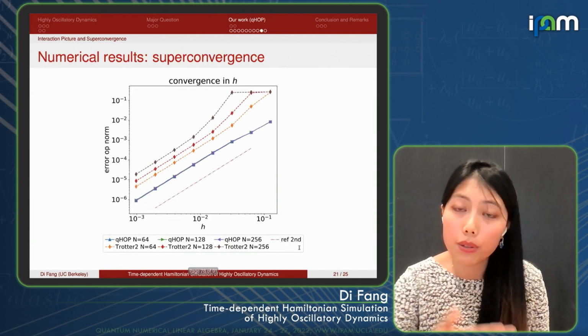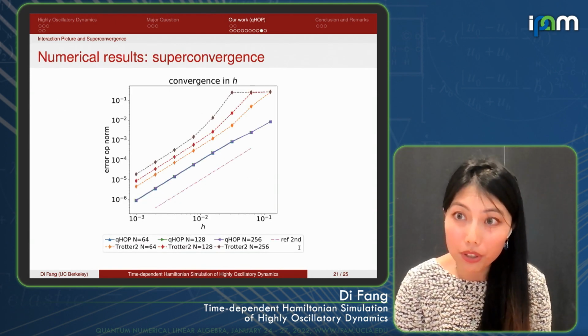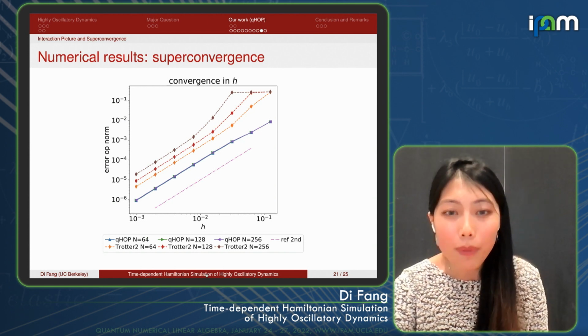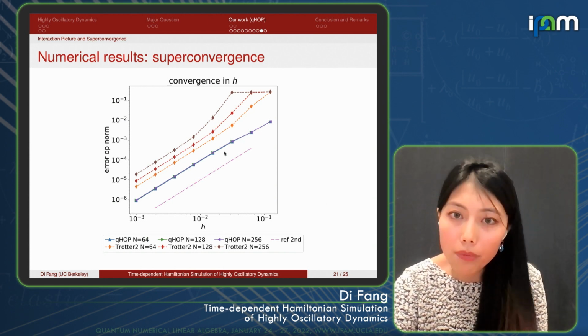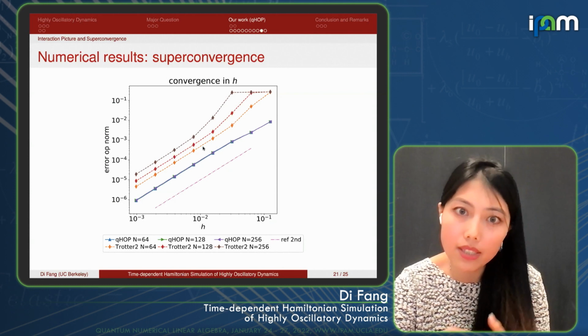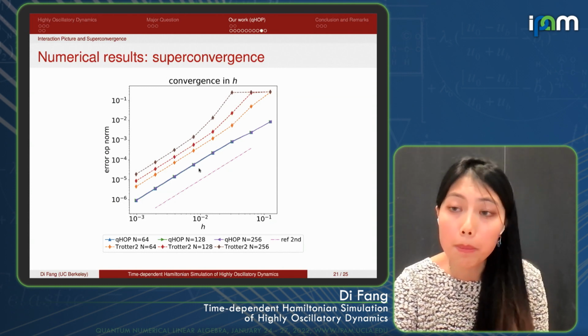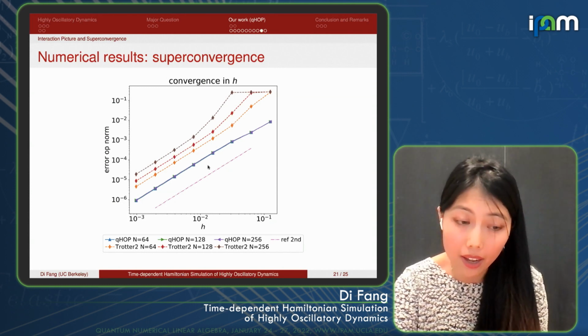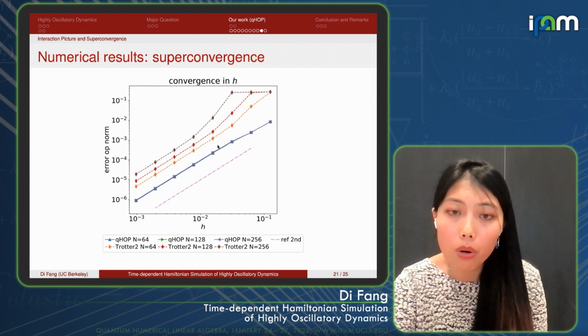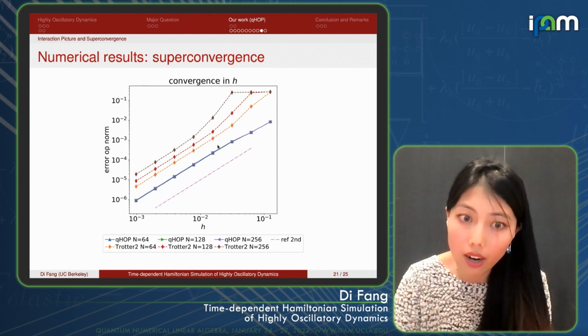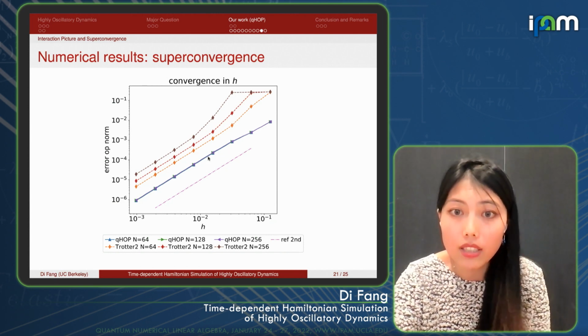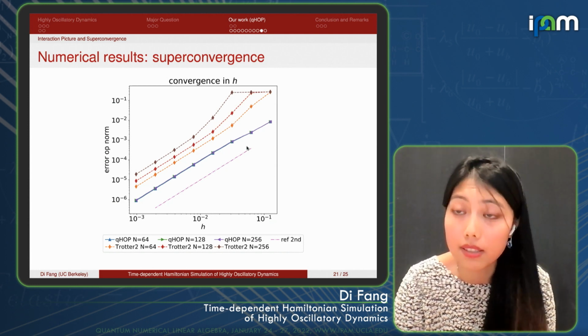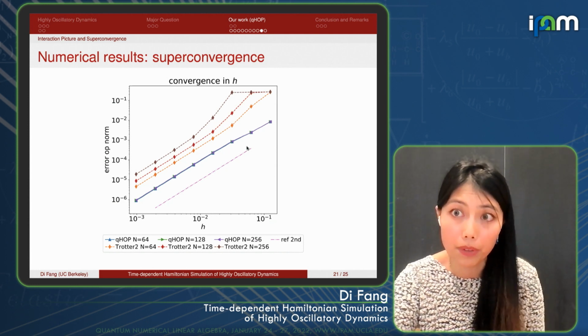Okay, so this is just to show you some numerical evidence. As you can see, comparing our algorithm to second order Trotter, both algorithms give you second order accuracy. However, as you enlarge the basis size n, our algorithm does not change the pre-constant. This is exactly what we have shown in the previous slides.